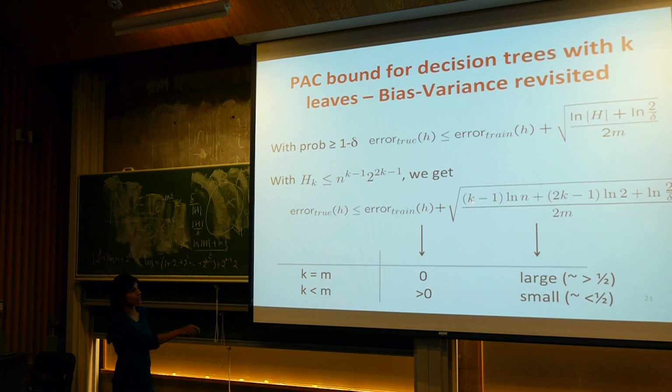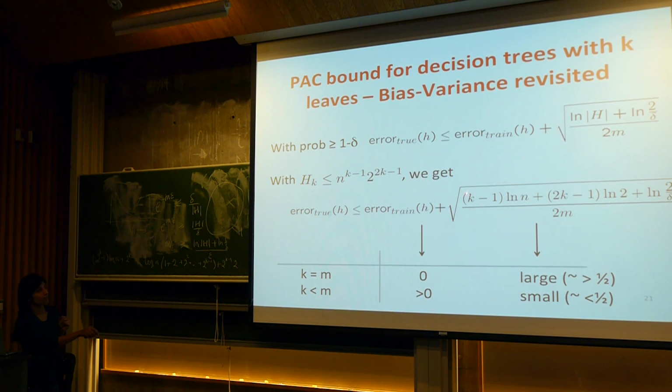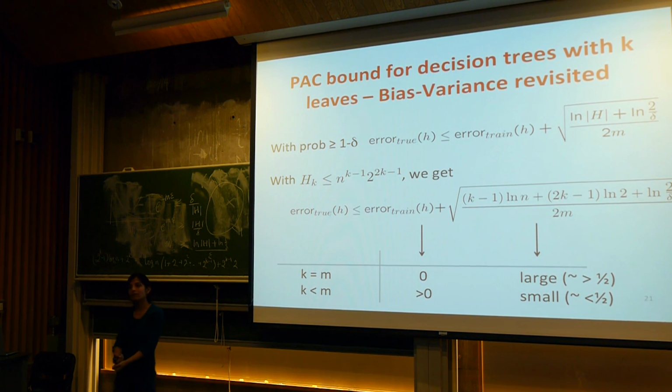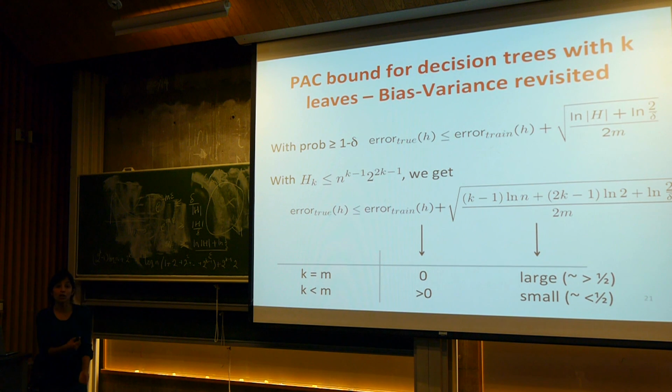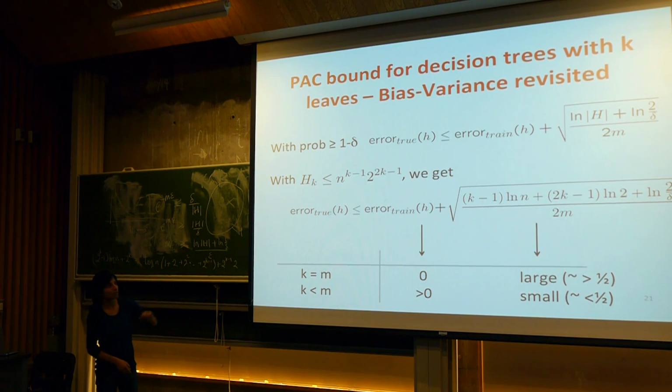But if k is m, you see that this quantity is essentially close to half, because k is like m, and assuming m is much larger than 1 and so on, it's close to half. If k is less than m, you have fewer leaves than data points, so multiple data points will fall into one leaf and you may not classify them exactly. So the training error could be greater than 0, but how far the true error and the training error are can be small. Okay, so again this gets at the bias-variance trade-off.